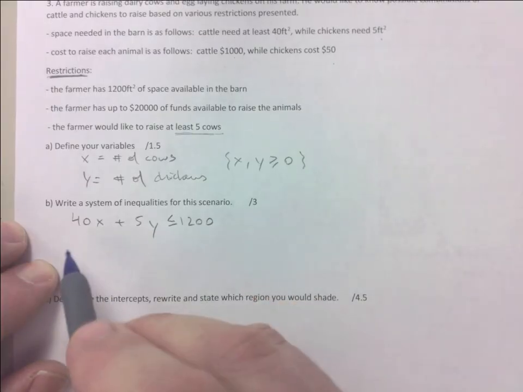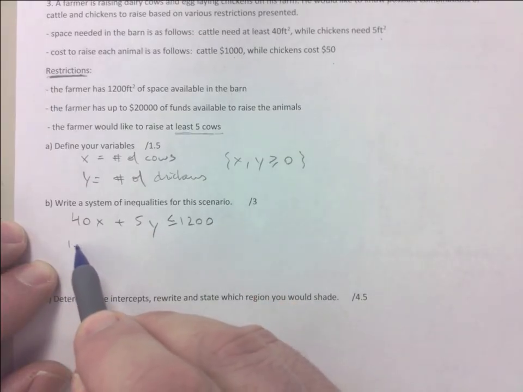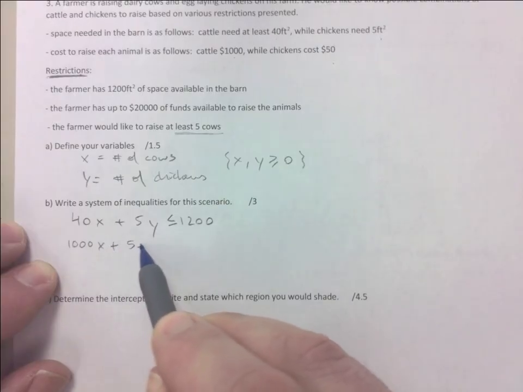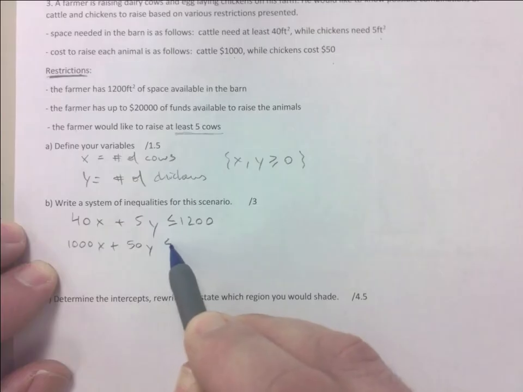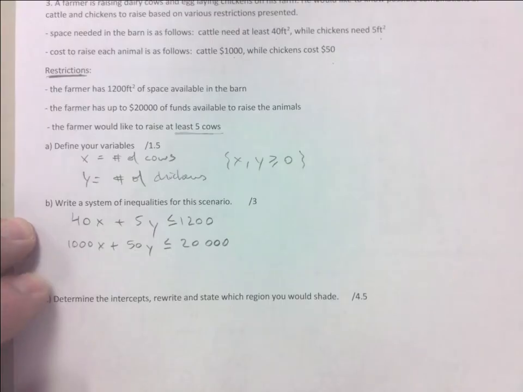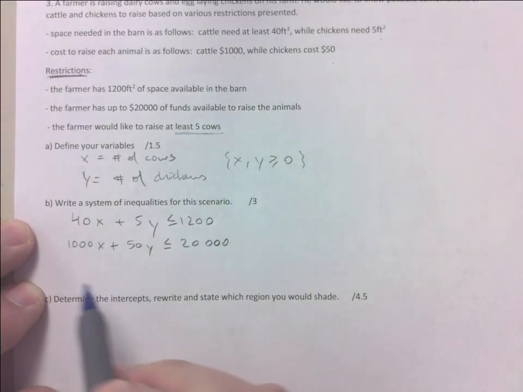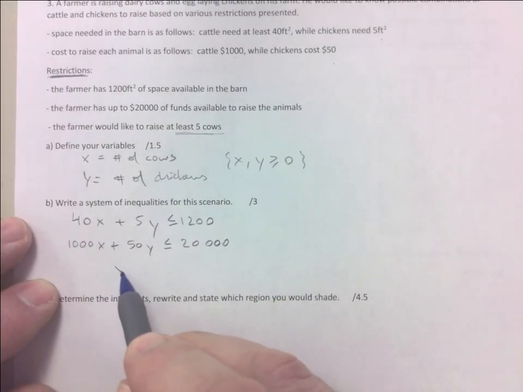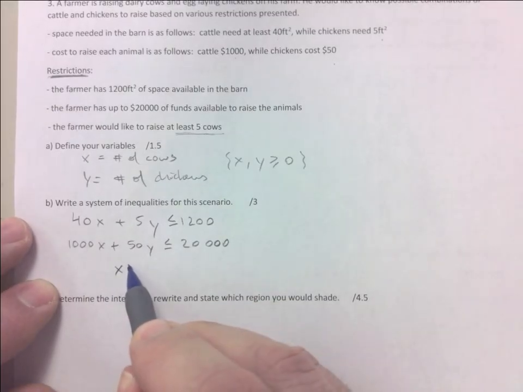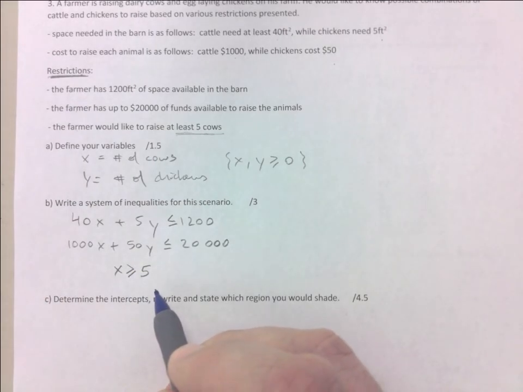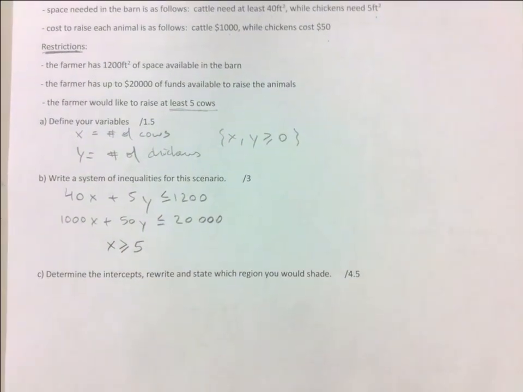The other one is you only have $20,000 of money, so it's 1,000x plus 50y. That has to be less than or equal to 20,000 because you only have up to $20,000 of money. And you would like to raise at least 5 cows. My cows are represented by x. That has to be greater than or equal to 5 if it says at least. I did give you the keywords. Make sure you have them.